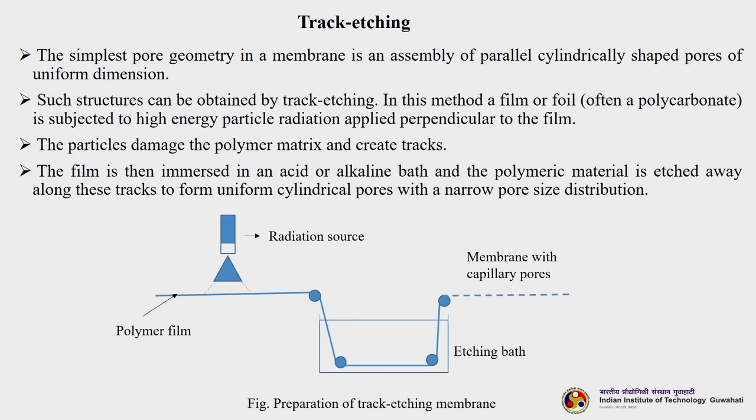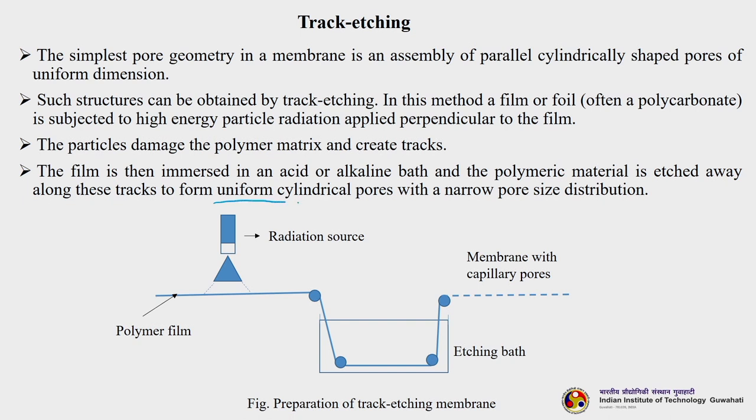So, the next method is track etching. These are old techniques, but are also used nowadays for making commercial membranes. So, the simplest pore geometry in a membrane is an assembly of parallel cylindrically shaped pores of uniform dimensions. We get very nice pore structure in this method, okay. Such structures can be obtained by track etching. In this method, a film which is already casted, when I am talking about that film, okay, that means a polymer which is already dissolved in a solvent, okay, and then it is casted in a film.